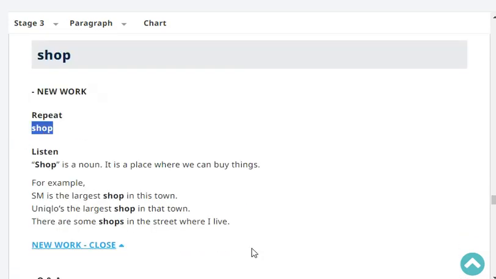Okay, next repeat. Shop. Very good. Okay, listen. The word shop is a noun, like a store. It is a place where we can buy things. For example, SM Mall of Asia is the largest shop in my town. It's the biggest shopping mall in my town. Uniqlo is the largest shop in the next town. There are some shops in the street where I live. There are some stores where I live.